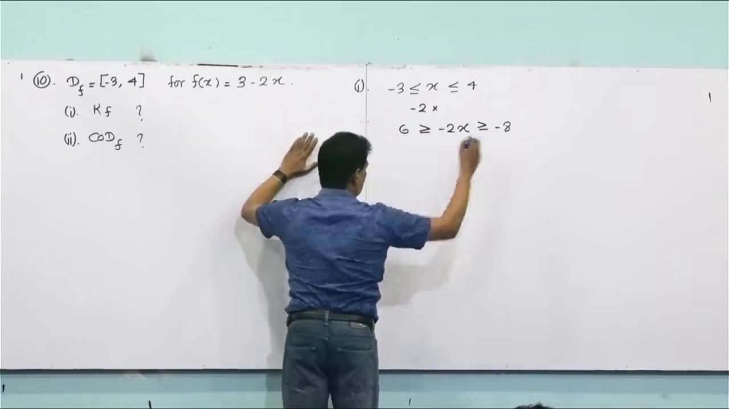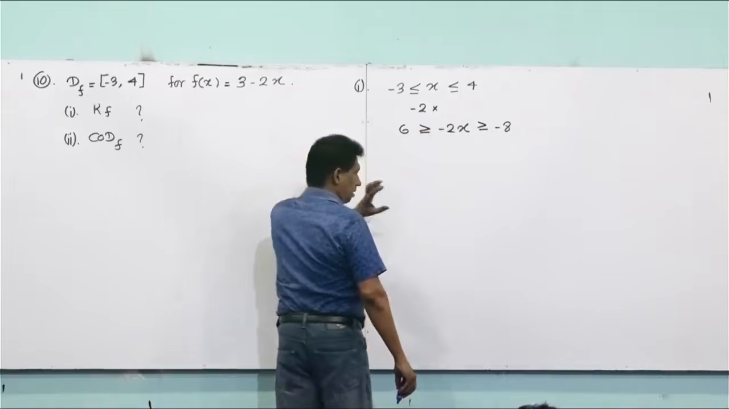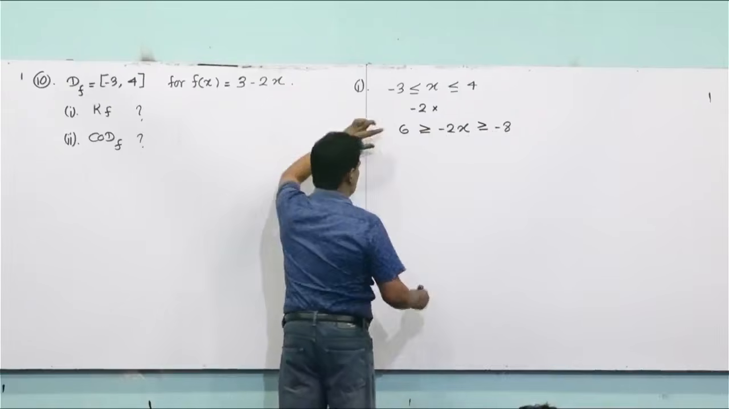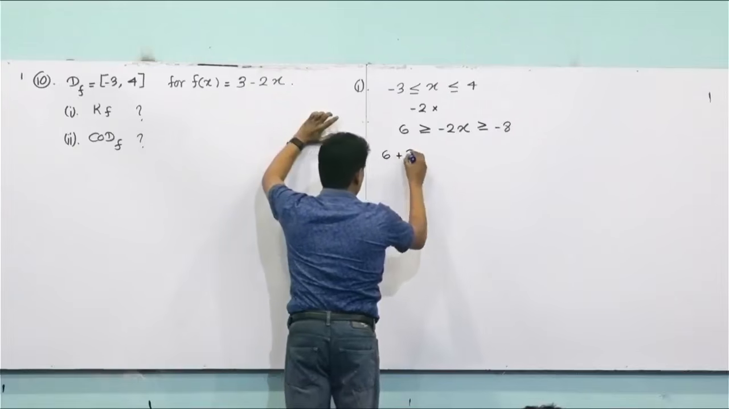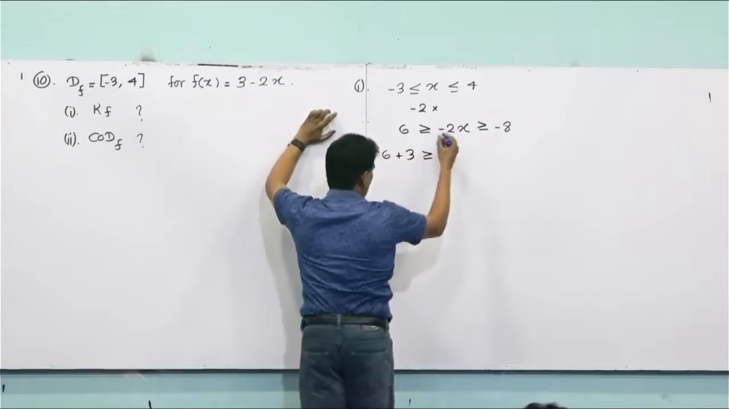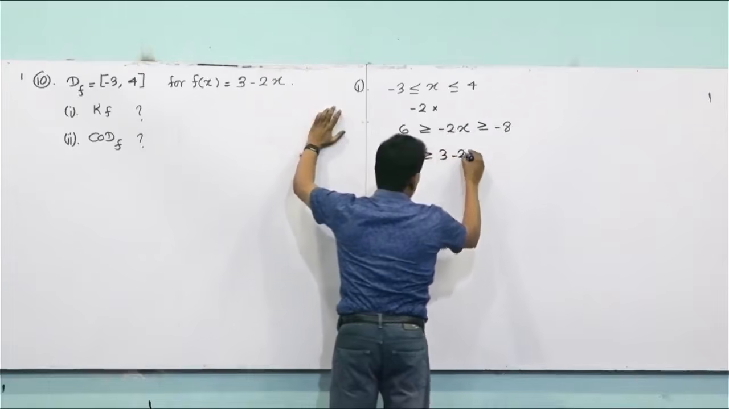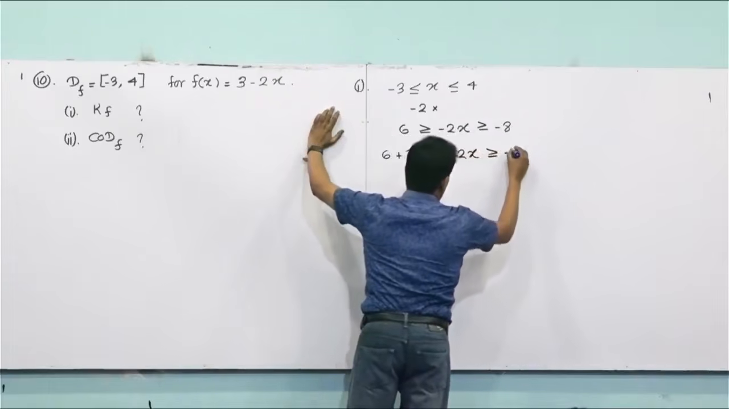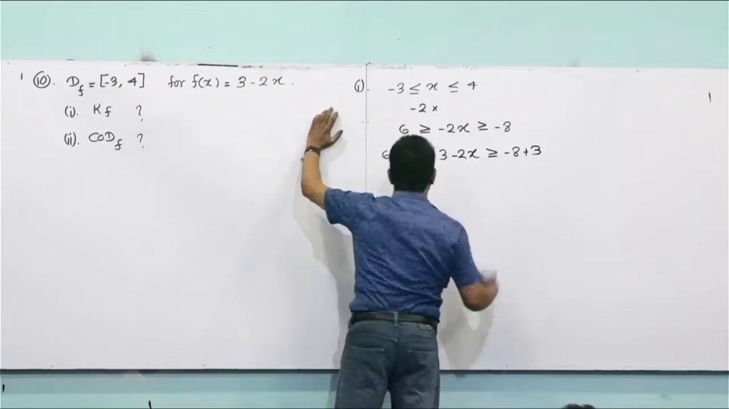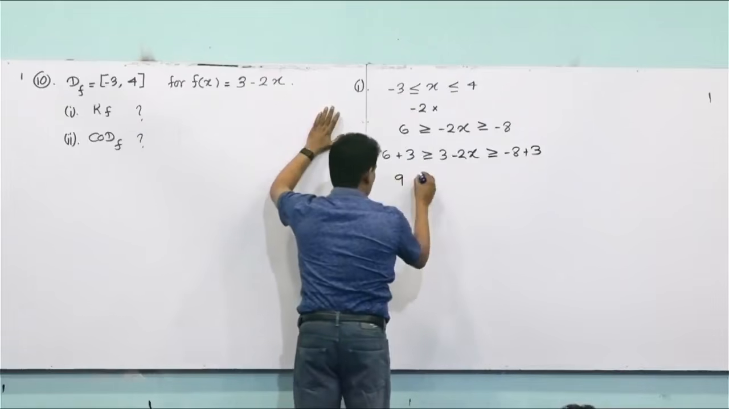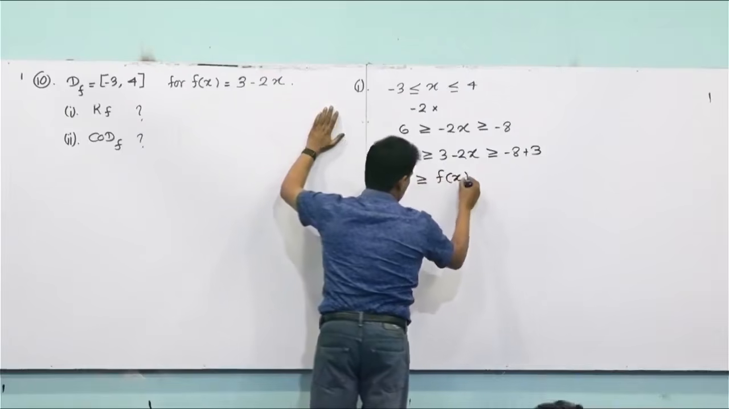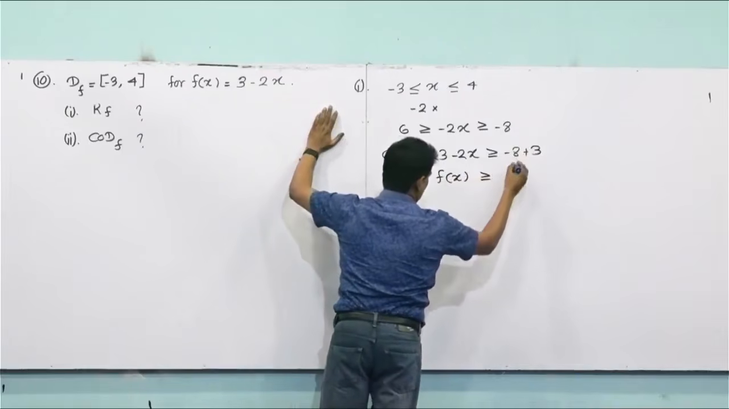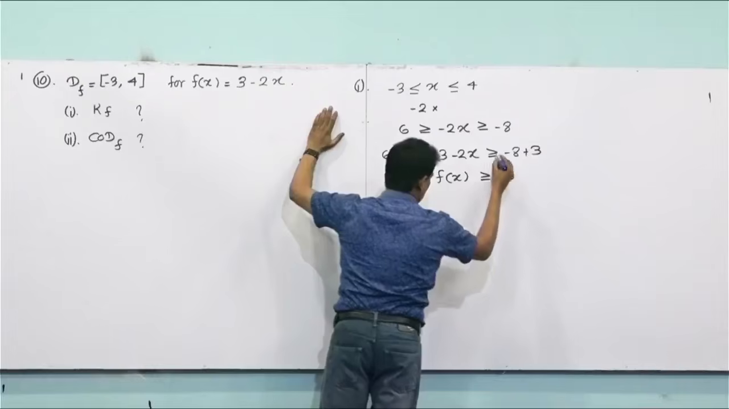Now we have to add positive 3 to each and every side. Right? Then we add 3 to this side: 6 plus 3. Here we add 3, then 3 minus 2x. Here we add 3. Here 9. 3 minus 2x means f(x). Minus 8 plus 3 means minus 5.